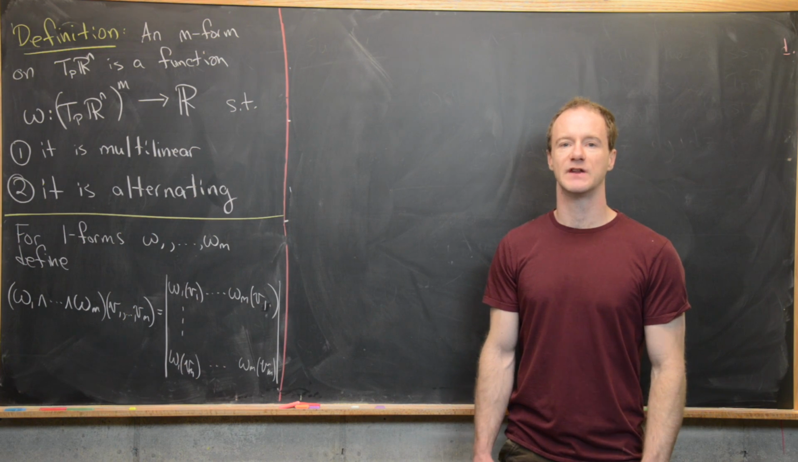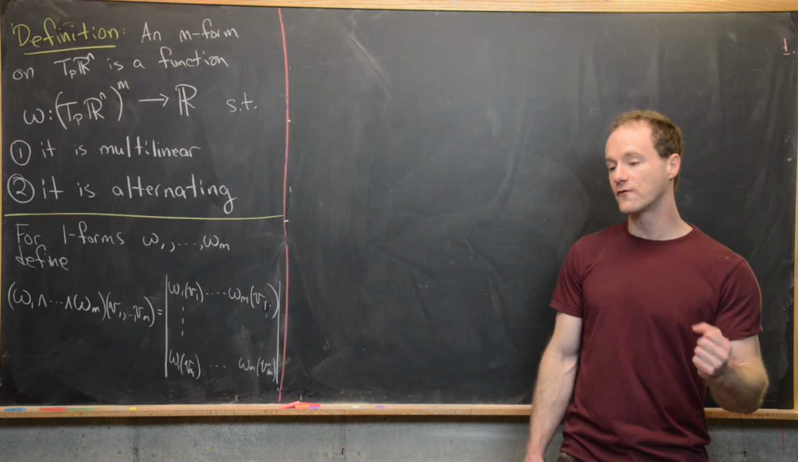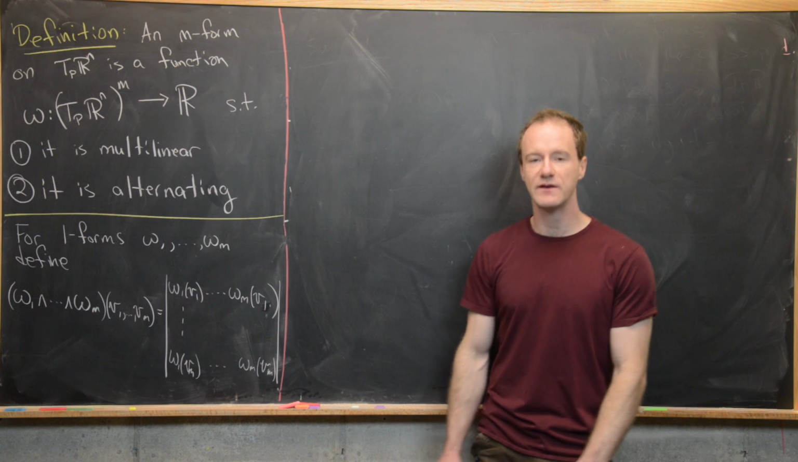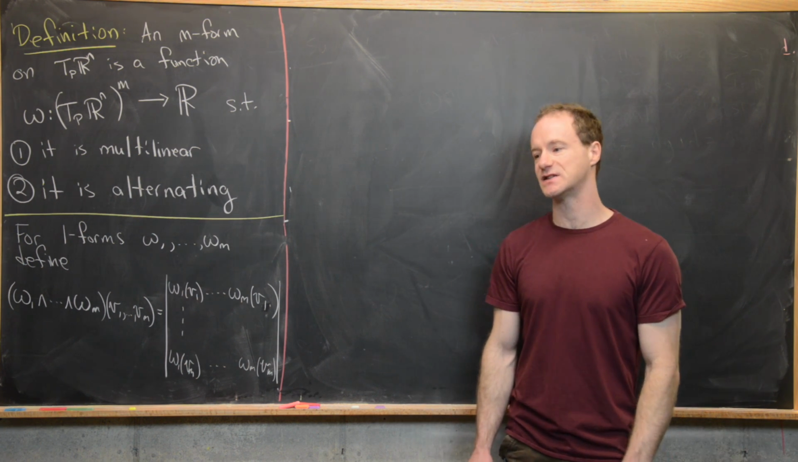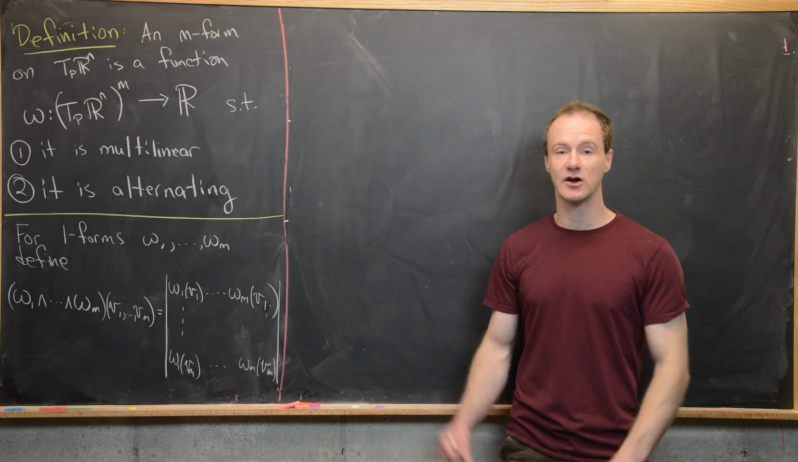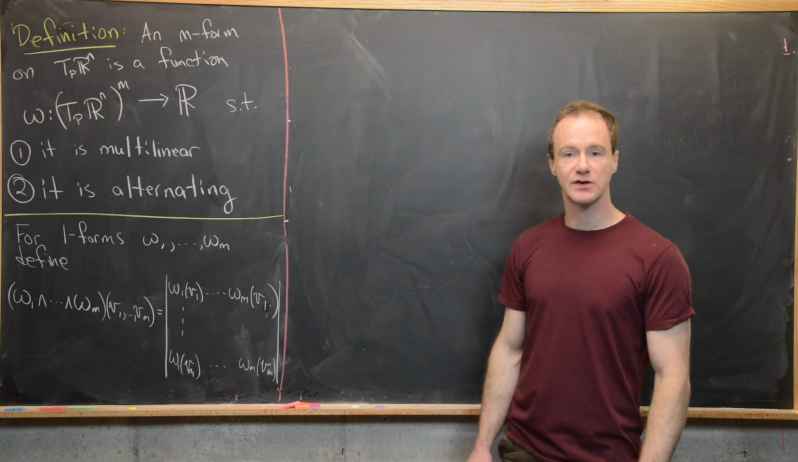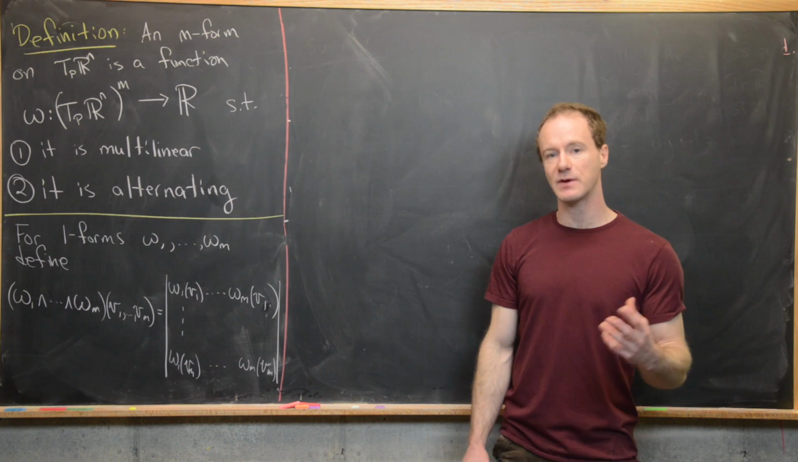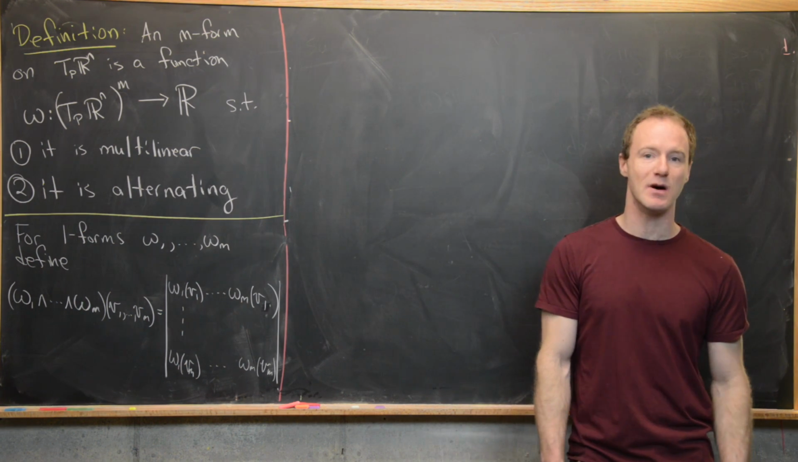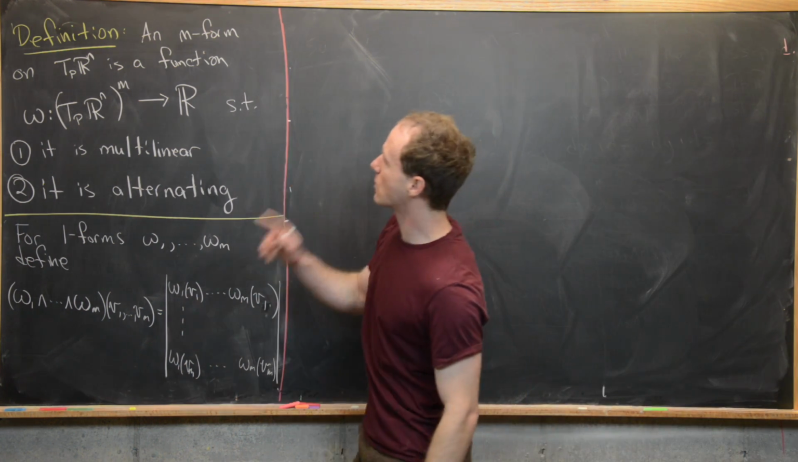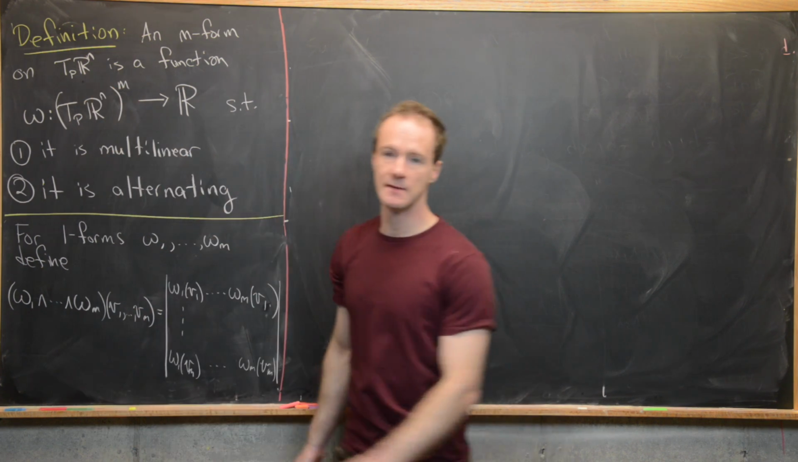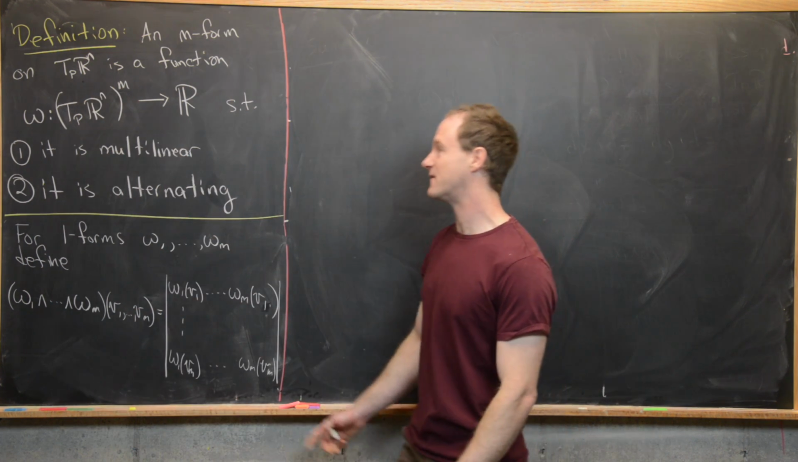We spent the last couple of videos wrapping our heads around what a one form is and what a two form is. We even showed that two forms have a nice special shape as a linear combination of coordinate one forms. And so now we want to look at something a little bit more general, and that is an M form. So an M form on T_pR^n is going to be defined as a function.